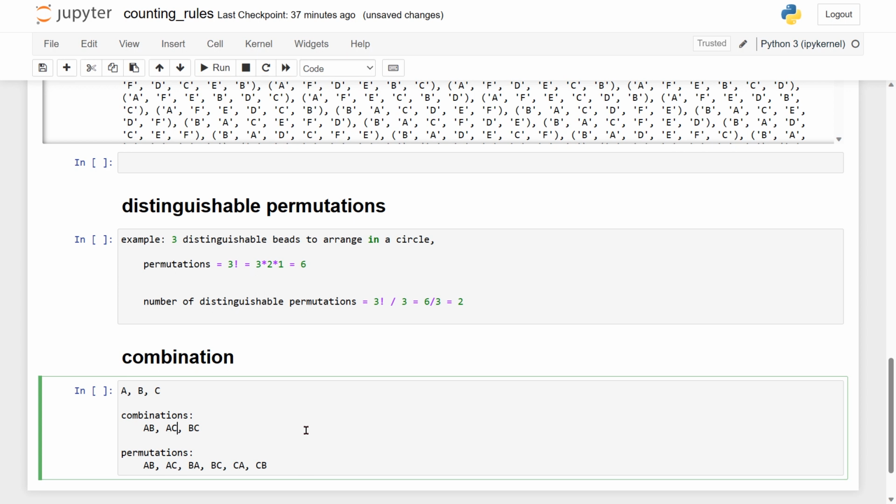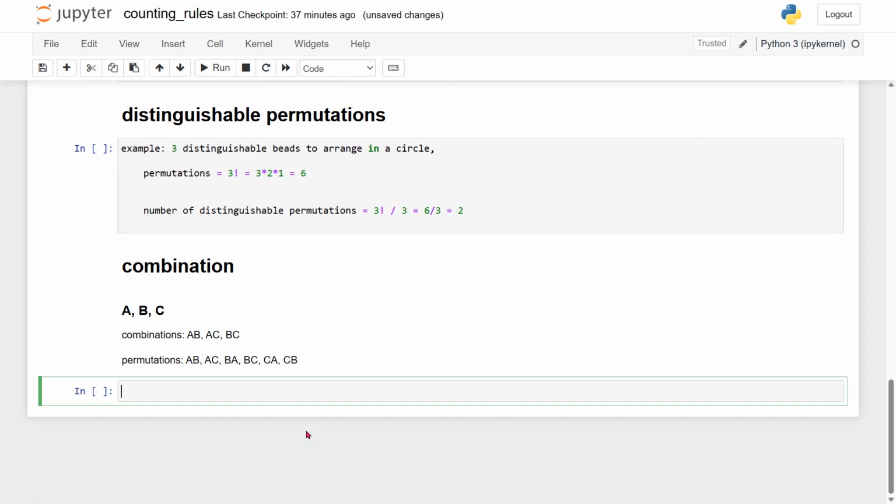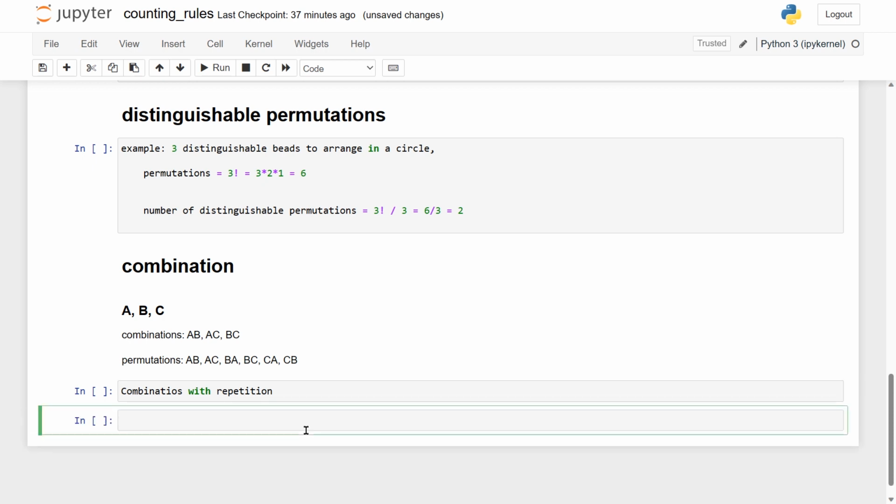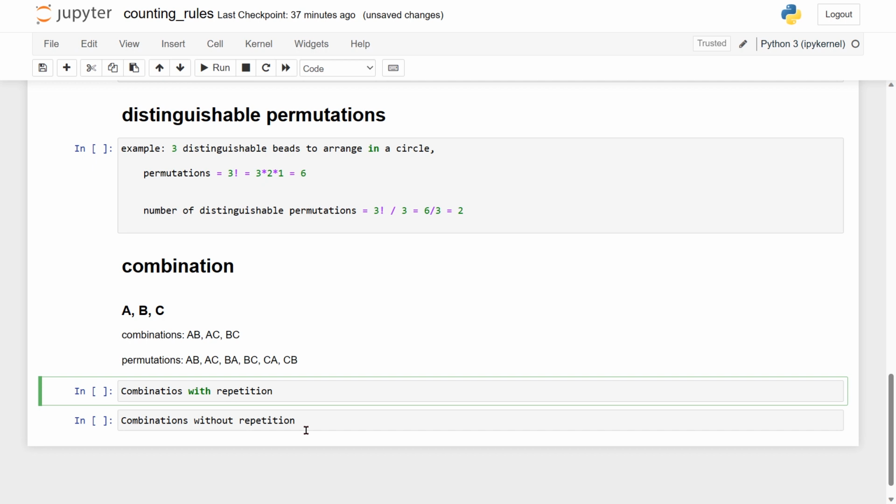So there are two types of combinations: combinations with repetition and combinations without repetition. These are the two types of combinations.